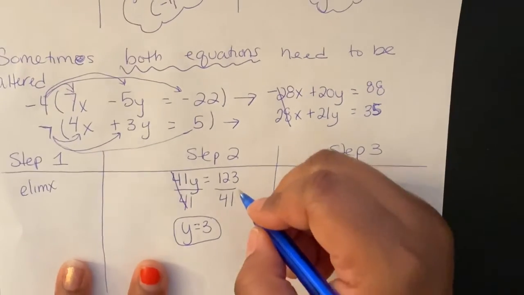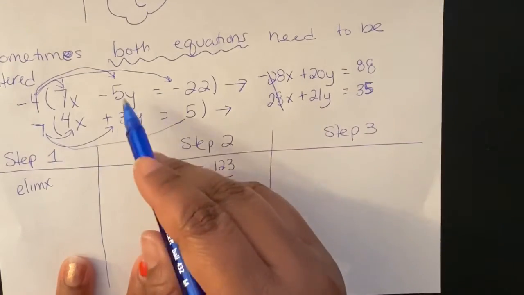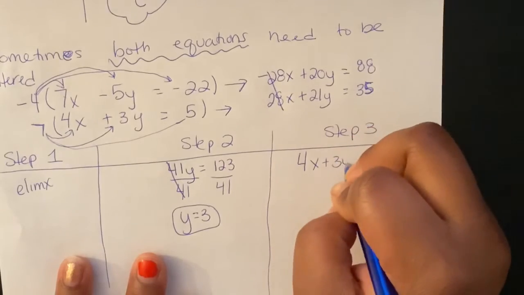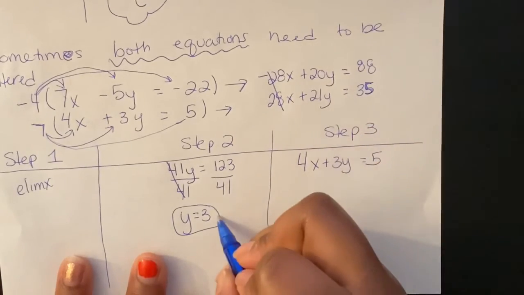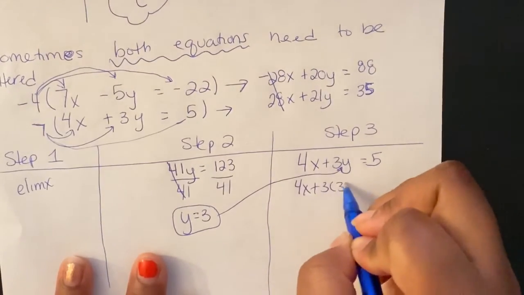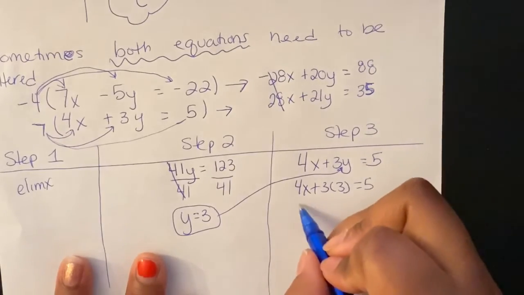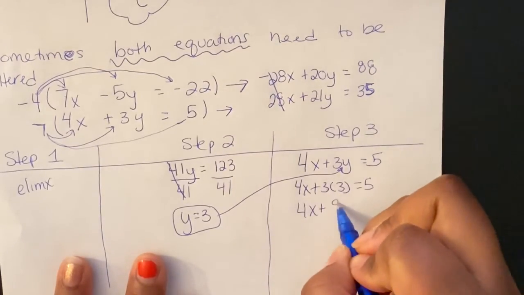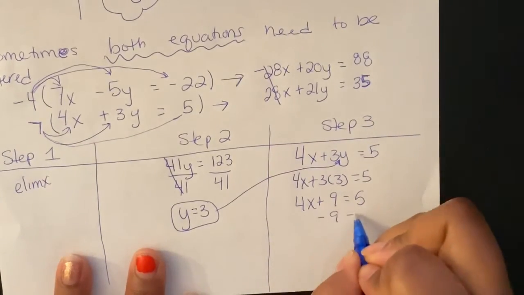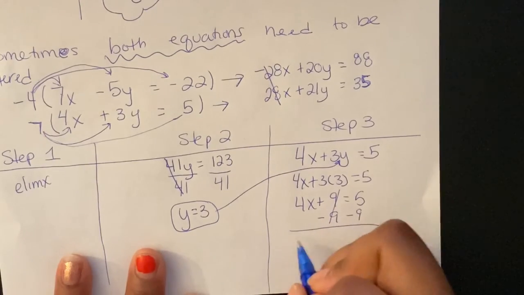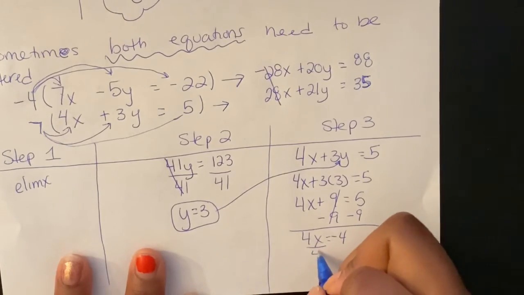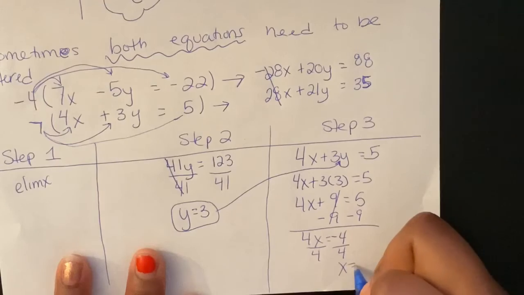Now I'm going to plug in this y coordinate into either one of the original equations. So I'm going to plug it into the second one. 4 times x plus 3y equals 5. Plug that y in here. 4x plus 3 times 3 equals 5. 4x plus 3 times 3 is 9 equals 5. Subtract 9 on both sides. You get 4x is equal to negative 4. Divide by 4 on both sides. You get x equals negative 1.